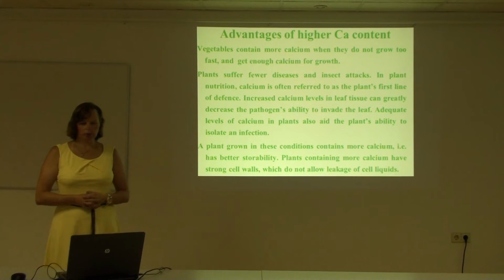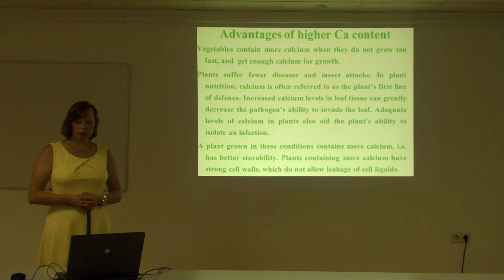Advantages of higher calcium content. Vegetables contain more calcium when they do not grow too fast, and they get enough calcium for growth. Plants suffer fewer diseases and insect attacks. In plant nutrition, calcium is often referred to as plants' first line of defense. Increased calcium levels in leaf tissue can greatly decrease pathogen ability to invade the leaf.